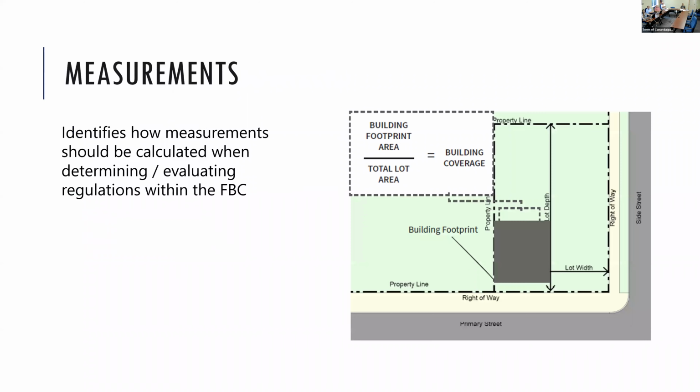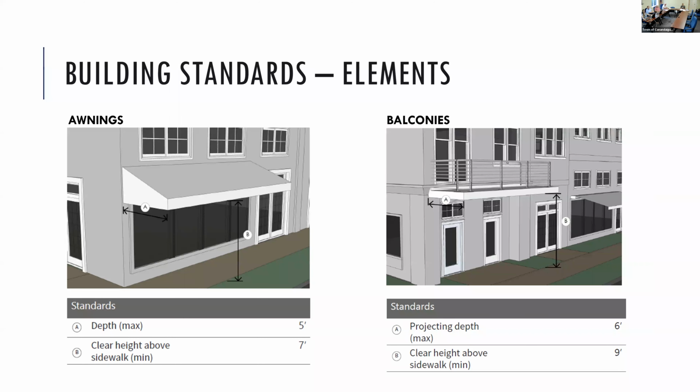So if you go to the next slide, this just gives an example of these types of graphics. Not going through all of them, but again, it identifies how measurements should be calculated, helpful for both the applicant as well as the town planning board and the town board. The next slide gives another example. So building elements such as awnings and balconies, as are shown here, there are some design parameters within this section as well. This is applicable to both, so it doesn't matter which sub-area you're in.